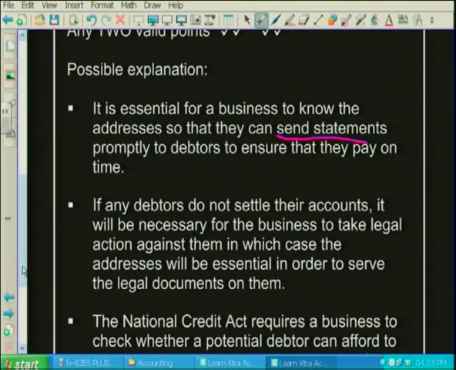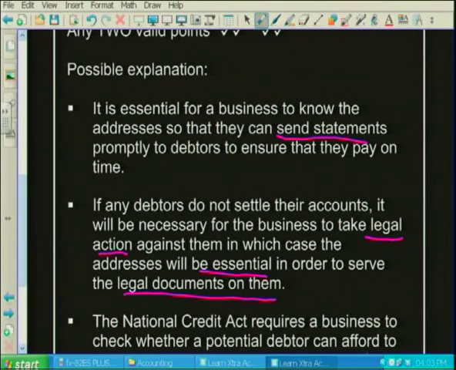If a debtor does not settle his or her account, it will be necessary for the business to take some kind of legal action against them, in which case the addresses would be, again, essential in order to serve the legal documents on them.